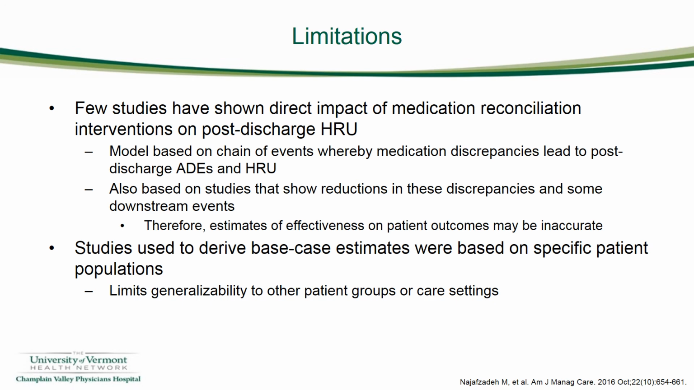The model was also based on studies that showed reduction in these discrepancies and some downstream events. So therefore, the estimates of the effectiveness on patient outcomes may not be necessarily accurate to the full extent. And then studies used to derive the base case estimates in the usual care group were based on specific patient populations. So this significantly limits the generalizability of the results to other patient populations or other care settings.